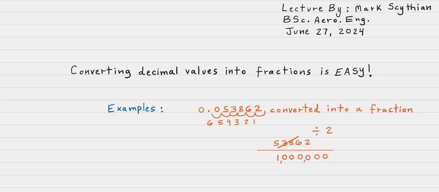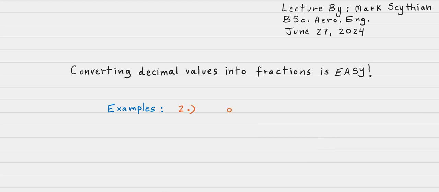So we'll just divide the numerator by 2 and the denominator by 2. And because we have an odd number at the end of the numerator, 26,931, that's the lowest we can go without it reverting into a decimal within a fraction. So that would actually be a correct fractional value for 0.053862. So we'll call that example number 1.